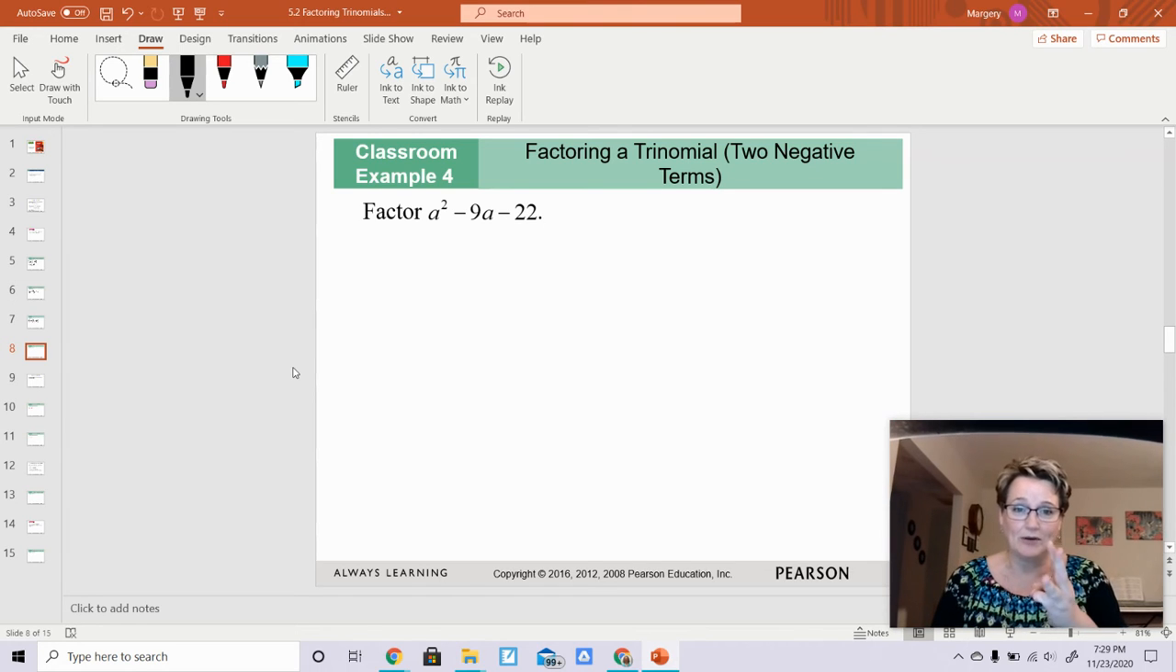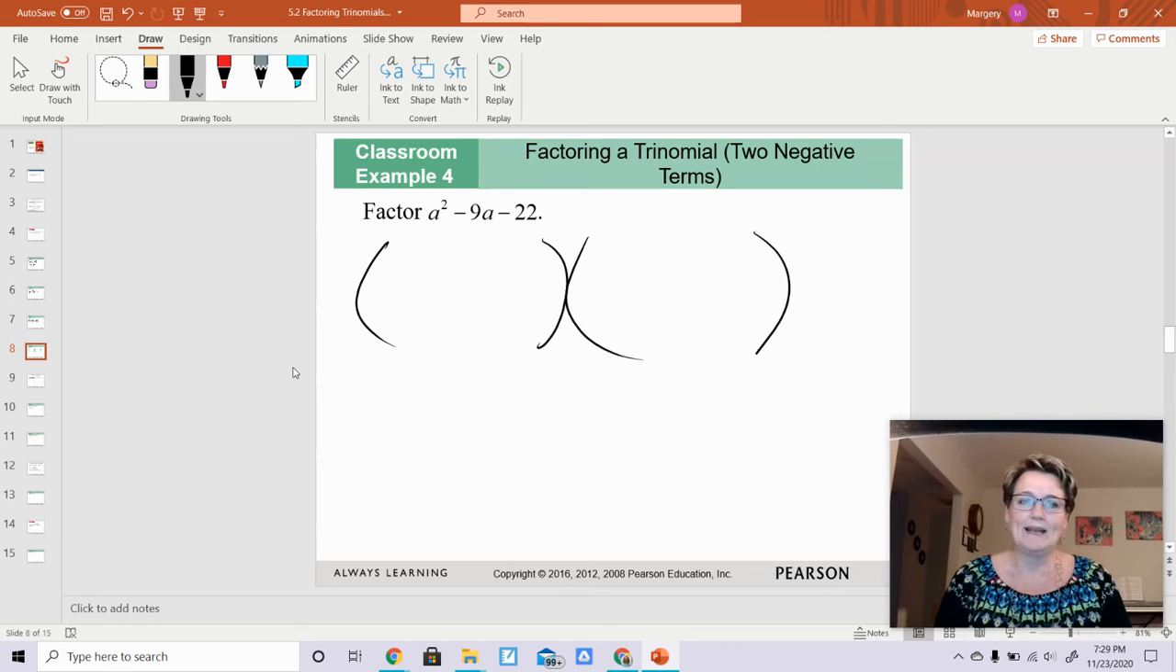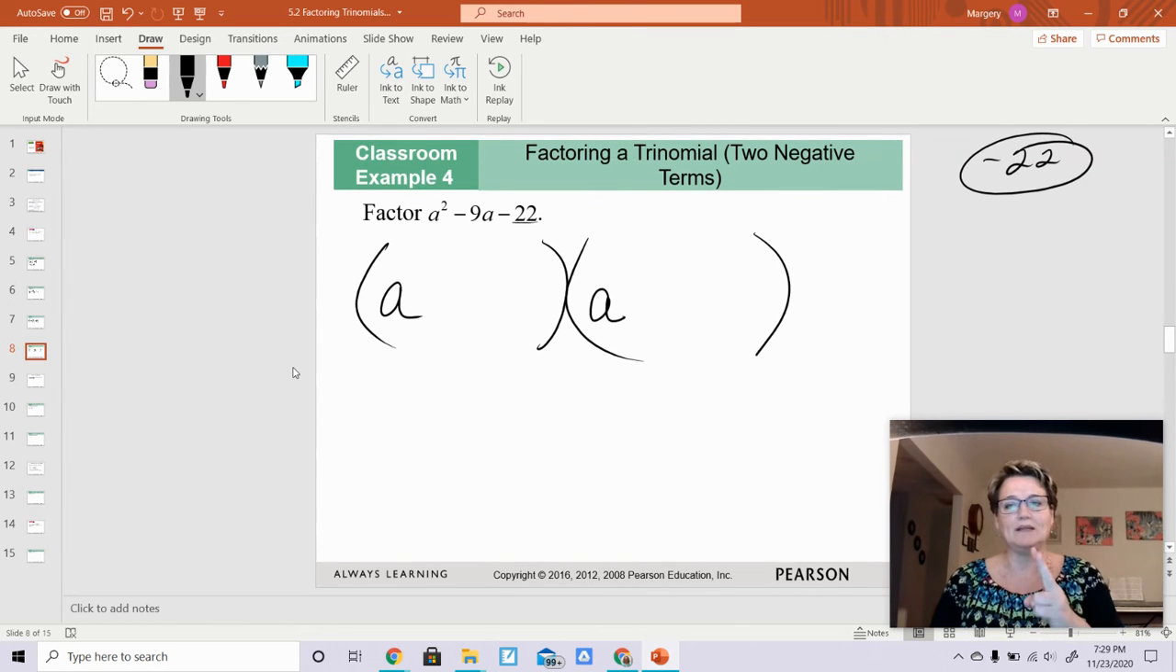We have a trinomial. My coefficient in front of the a squared is 1, and that's just meaning that it's the quadratic term. So the only way to get a squared is a times a. I'm going to look at this last number, which is negative 22. I need two numbers that, when multiplied together, give you negative 22, but when added together give you negative 9.